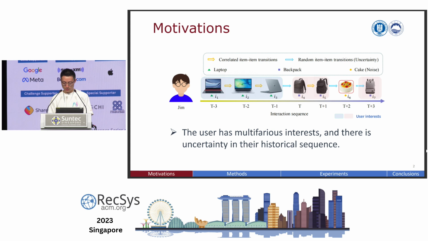When Jim interacts with the 3rd and 4th items, which belong to different categories, this transition between items exhibits random uncertainty. However, most existing methods rely on a single fixed vector to represent an item, thereby failing to capture the multifarious interests of users and to effectively model the uncertainty in item transitions.